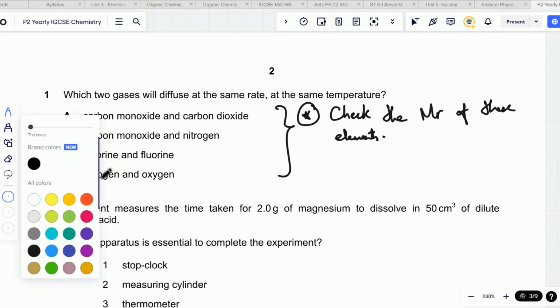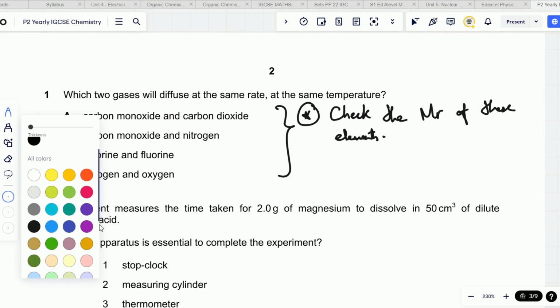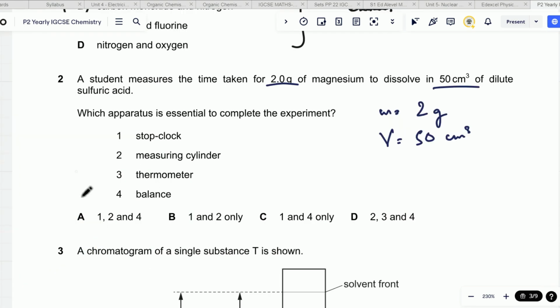Very good. Next question, that is question number 2. So it's going to be A. All right, so for others also I'll explain this. A student measures the time taken for 2 grams of magnesium to dissolve in 50 cm³ of dilute sulfuric acid. Which apparatus is essential to complete the experiment?